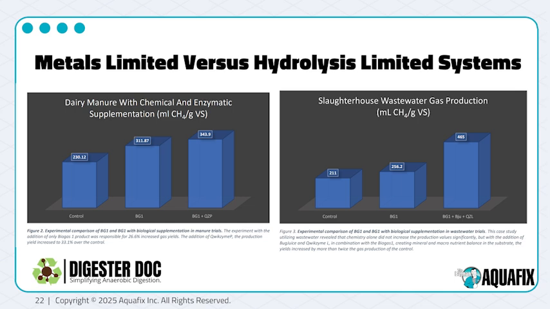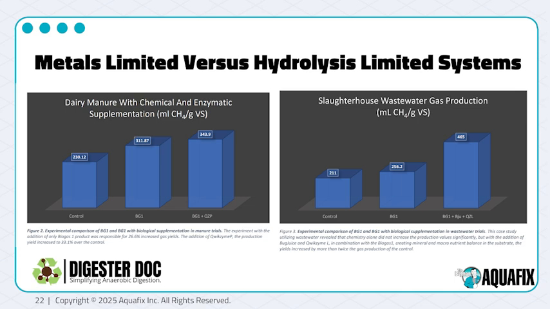So here's two examples. I'm comparing a dairy manure BMP test with a slaughterhouse wastewater gas production test. This was done by Digester Doctor Labs. We can see with biogas 1 in the dairy manure test, we actually observed the bulk of the benefits with biogas 1 by itself, and we found that the addition of Quiczyme P at this time didn't make that big a difference. We were just observing a small bump in methane production after that point. The biogas 1 did most of the work.